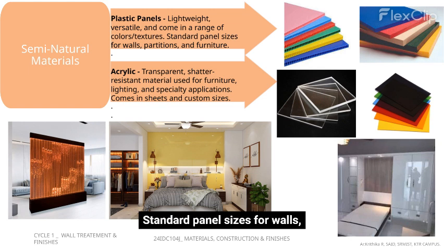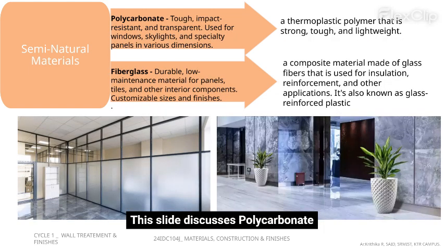Standard panel sizes for walls, partitions, and furniture. Also discussing acrylic, transparent, shatter-resistant material used for furniture, lighting, and specialty applications. Comes in sheets and custom sizes. This slide discusses polycarbonate, tough, impact-resistant, and transparent. Used for windows, skylights, and specialty panels in various dimensions. It is a thermoplastic polymer that is strong, tough, and lightweight.